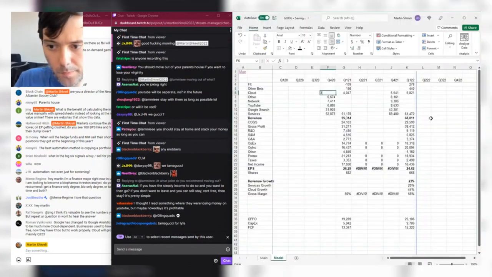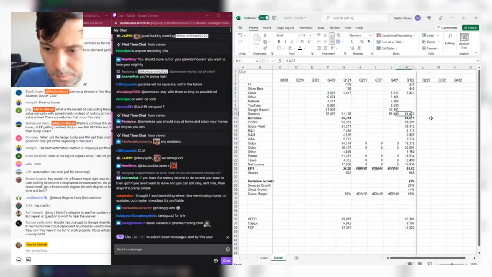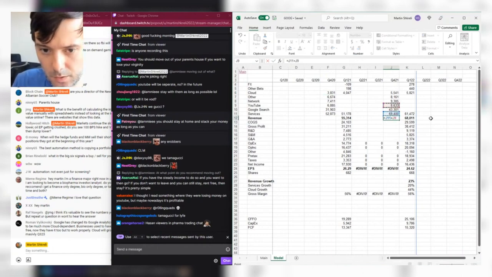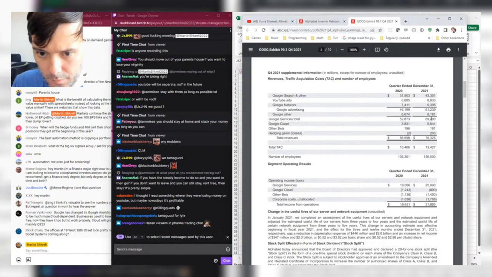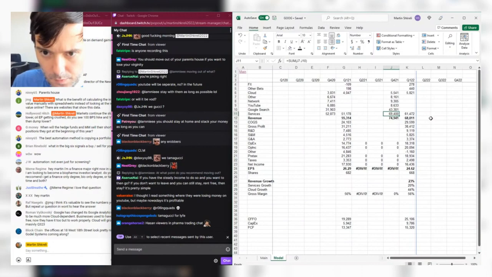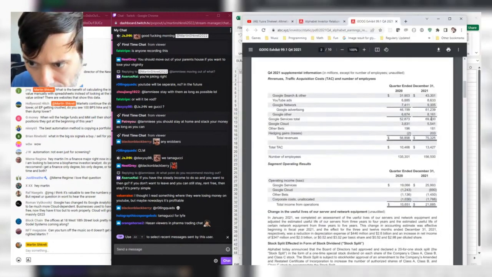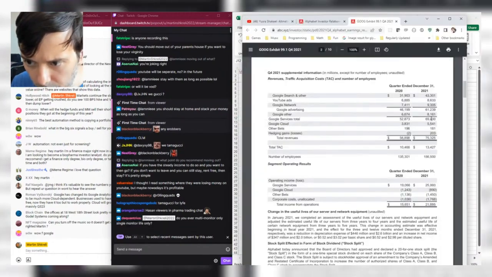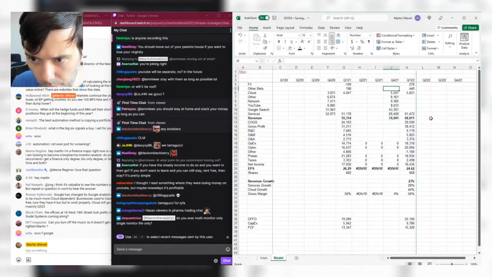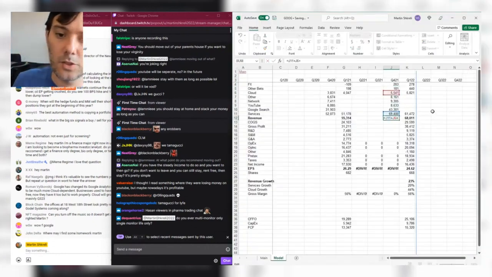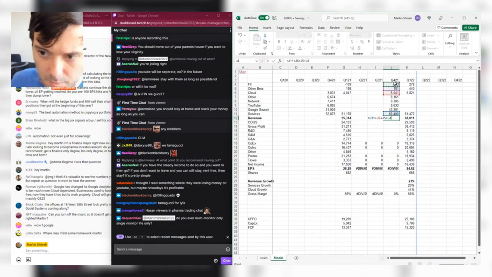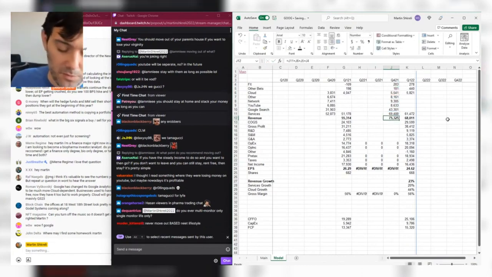All right, there's cloud. I'm going to add this to cloud. Services to cloud. Is that how we do it? We got that right? Maybe not. Yep, no, that's right. I'm going to add the other two lines. Hedging and other bets. Other bets has been a big disappointment for Google, I think.